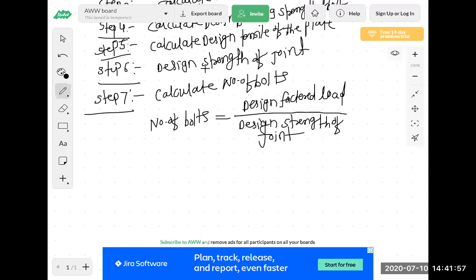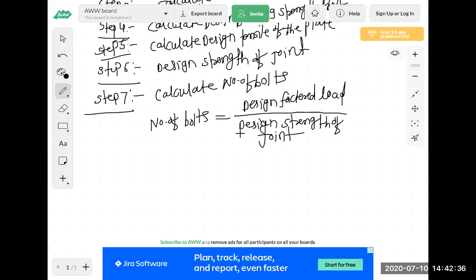Minimum of above 3 is the design strength of the joint. So if we divide the factored load which was given in the problem statement by this strength, we will get the number of bolts. So number of bolts in numbers. Why? Because the load is again in kilonewton, and this design strength is in kilonewton. So kilonewton gets cancelled, and here we will get the number. So that is the number of bolts supposed to be provided for this particular joint.